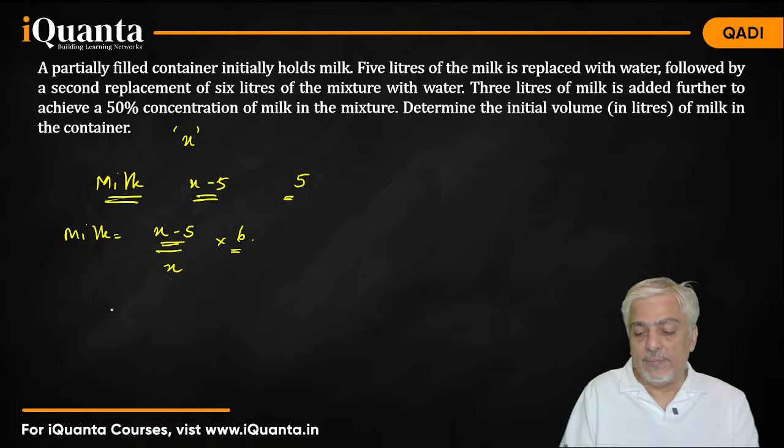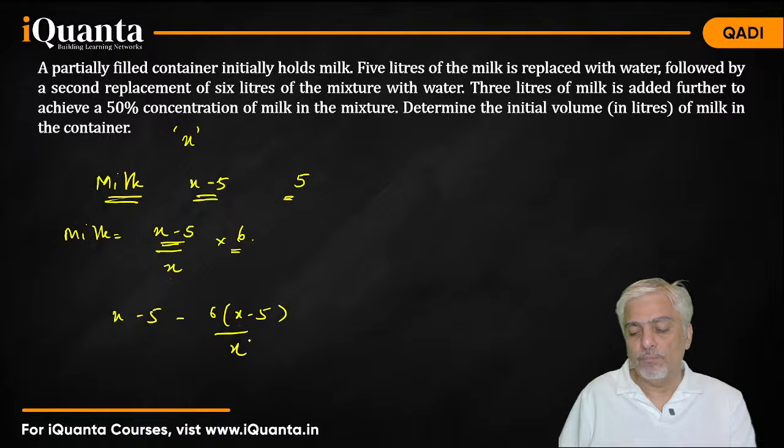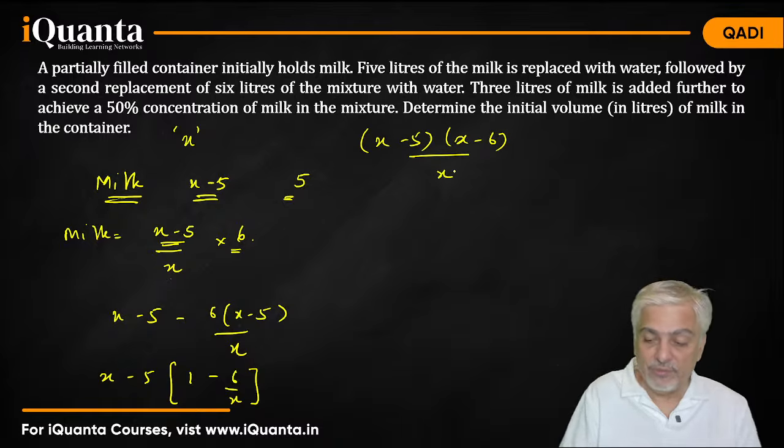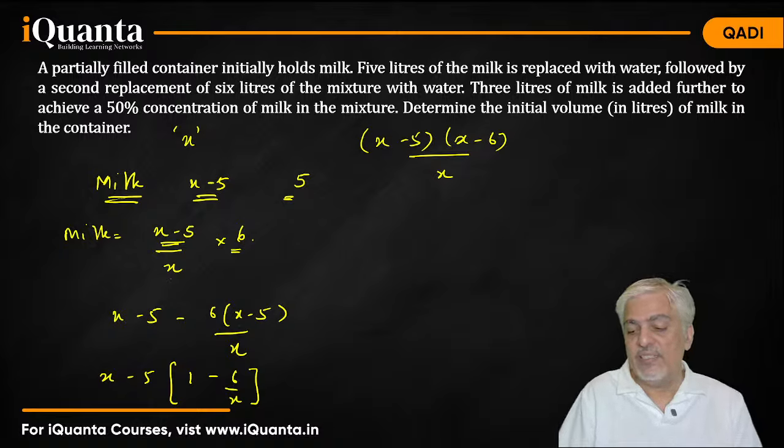So milk remaining will be X minus 5 minus 6 into (X minus 5) upon X. If I take X minus 5 common, I am getting 1 minus 6 by X, that will be (X minus 6) upon X. So (X minus 5) into (X minus 6) upon X is the amount of milk left. This is the amount of milk after the second transaction. After this they have said directly the amount of milk added is 3 liters. So 3 liters more milk we add to get 50% concentration.